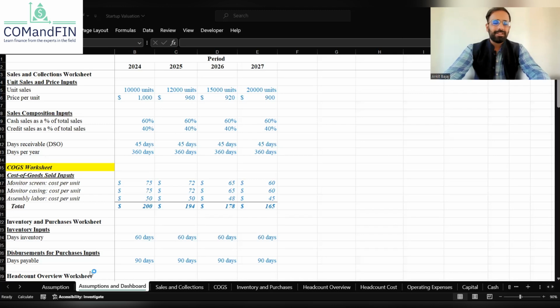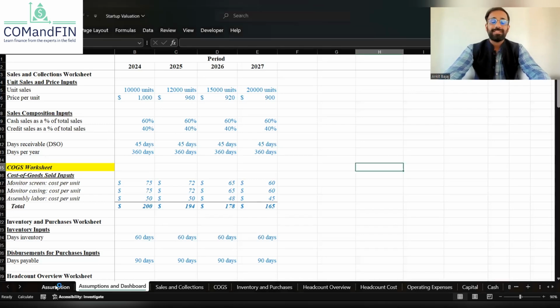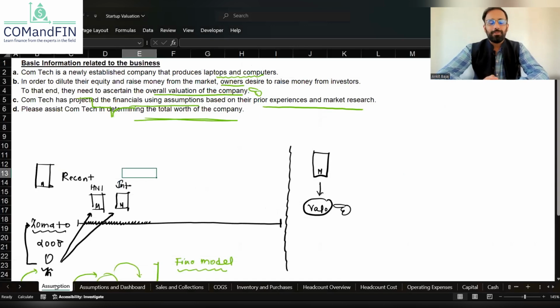So, in the previous lecture, we started a new case, that is startup valuation, and we understood the basics of startup valuation, where we saw that Comtech is a company that manufactures laptops and computers. Now, they want to raise money from investors, and for that purpose, they want to find out the valuation of the business, and you have to help that company in preparation of the financial model.